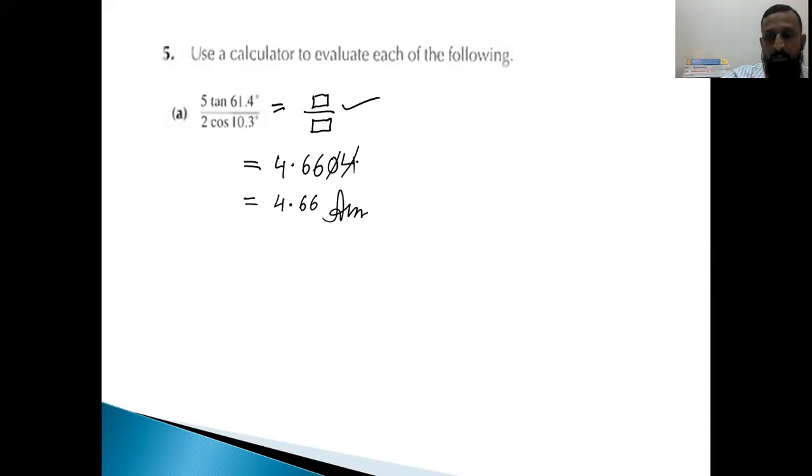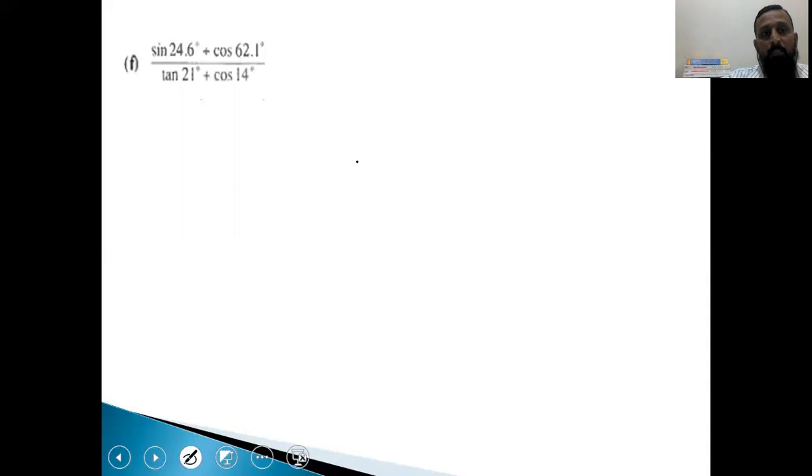I hope this makes sense to you guys. Just with the help of this function called the box upon box function, just press in the correct values, close the bracket, and then press equal sign. You'll get your answer very easily. Moving on to the next part, sine 24.6 plus cos 62.1 whole upon tangent 21 plus cos 14 degrees.